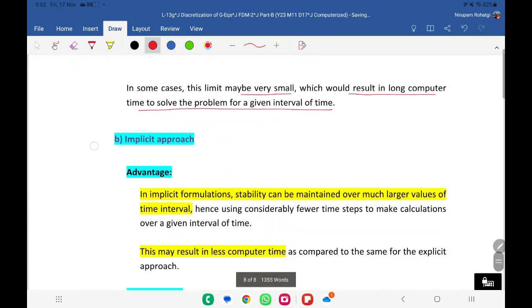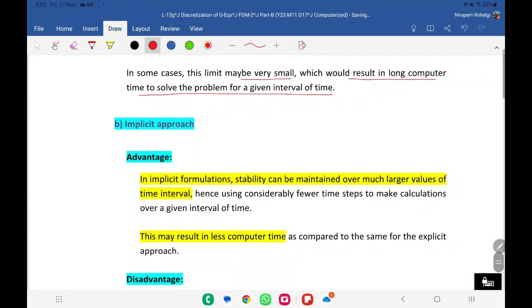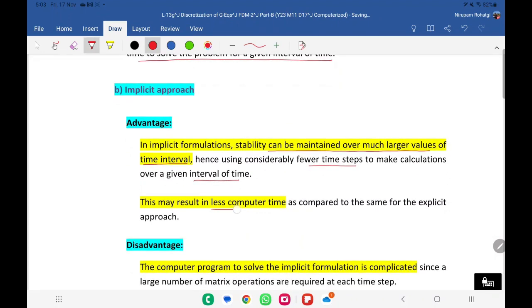Okay. Now, in implicit approach formulation, stability can be maintained over much larger values of time interval. For stability consideration, you can have a large time step. Hence, using considerably fewer time steps to make calculation over a given interval of time. So, you want to solve the problem for a given amount of time. Now, the number of time steps will be reduced. Okay. This may result in less computer time.